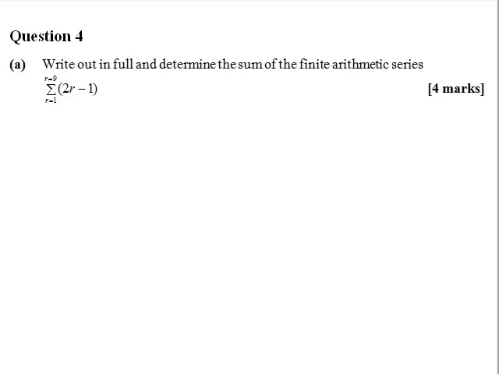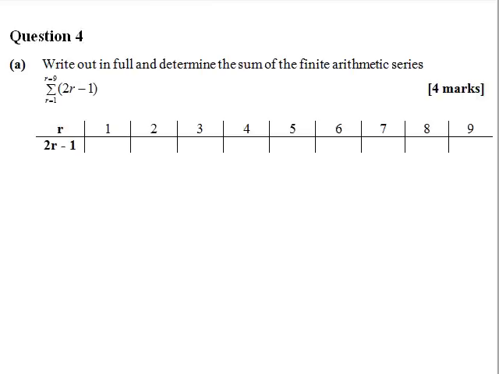Question 4. Write out in full and determine the sum of the finite arithmetic series. Well, let's start with a table. When r equals 1, 2r minus 1 equals 1. When r equals 2, 2 times 2 is 4, minus 1 is 3. And they carry on like that to fill the whole of the table.